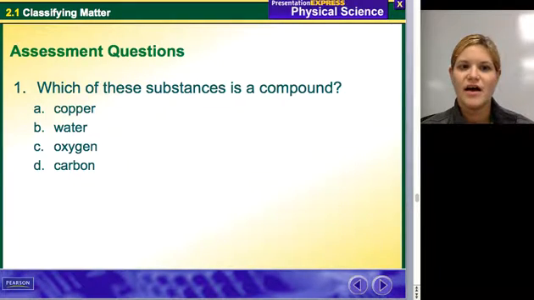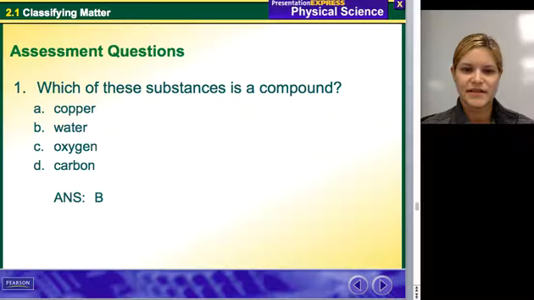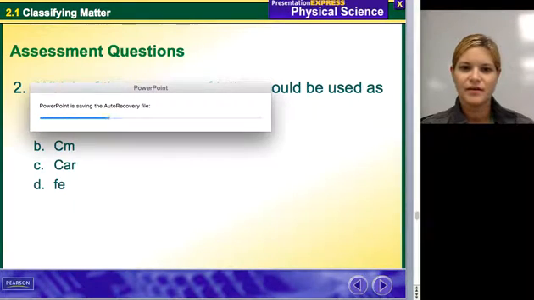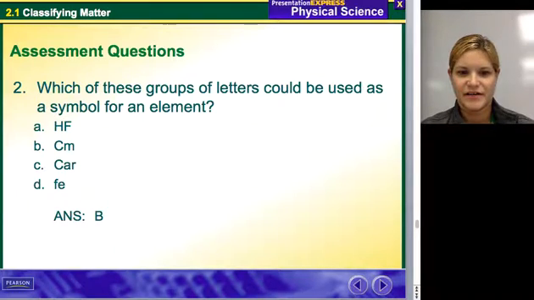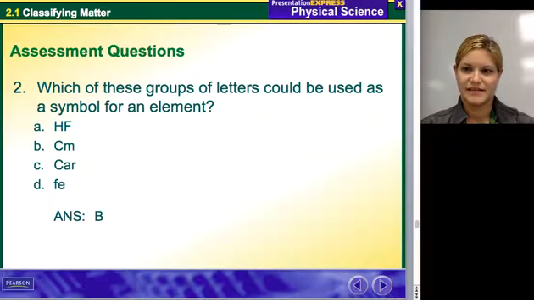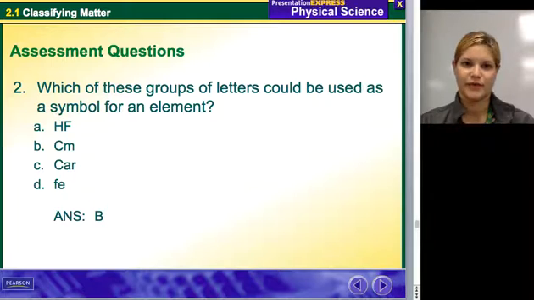Okay, let's have a couple review questions then. There's 5. Number 1, which of these substances is a compound? Correct answer is B, water. It's hydrogen and oxygen. The others are elements. Number 2, which of these groups of letters could be used as a symbol for an element? The correct answer here is B. CM would work because it only has one capital letter and one lowercase letter.